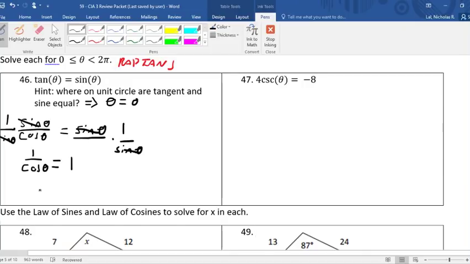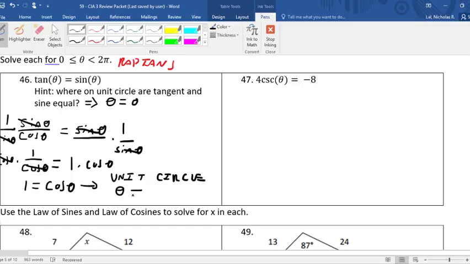Alright, and so in this case, multiply each side by the cosine of theta. The cosine of thetas cancel out. So 1 is equal to the cosine of theta. And when the cosine of theta is equal to 1, from the unit circle, theta is going to be equal to 0 degrees.